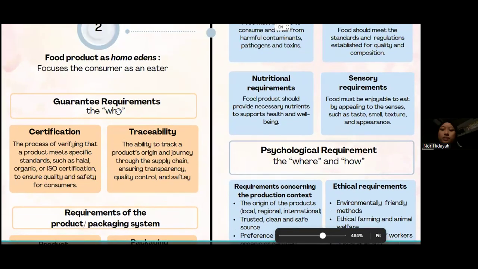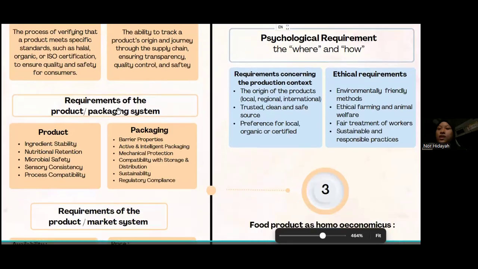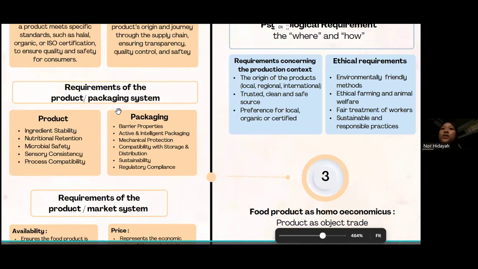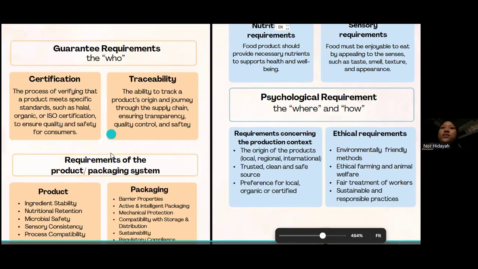Okay, so for the food product as Homo economicus, which is the product as object of trade. So the first one is guarantee requirement, the WHO. It has two categories, which is certification and traceability. So the first one is certification, a process that verifies whether a product meets established standards set by regulatory bodies or industry organizations. This ensures the product is safe, high quality and compliant with legal or ethical requirements. Examples include halal certification, organic certification, and ISO standards.